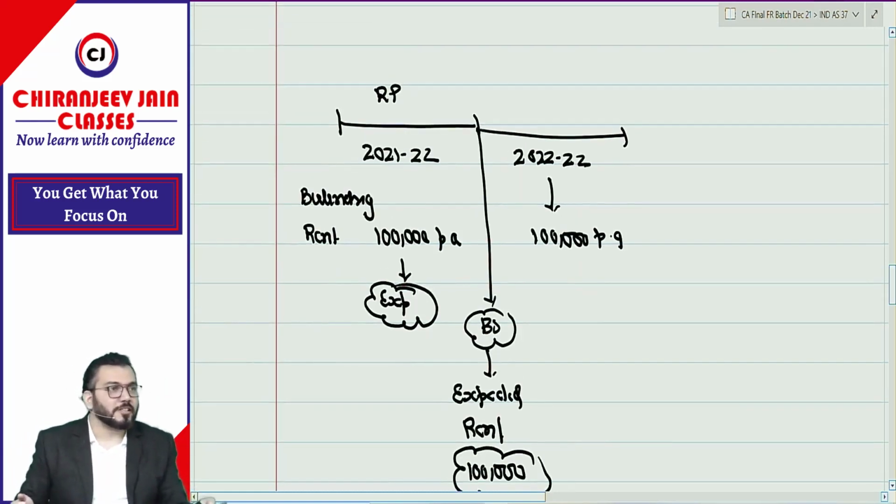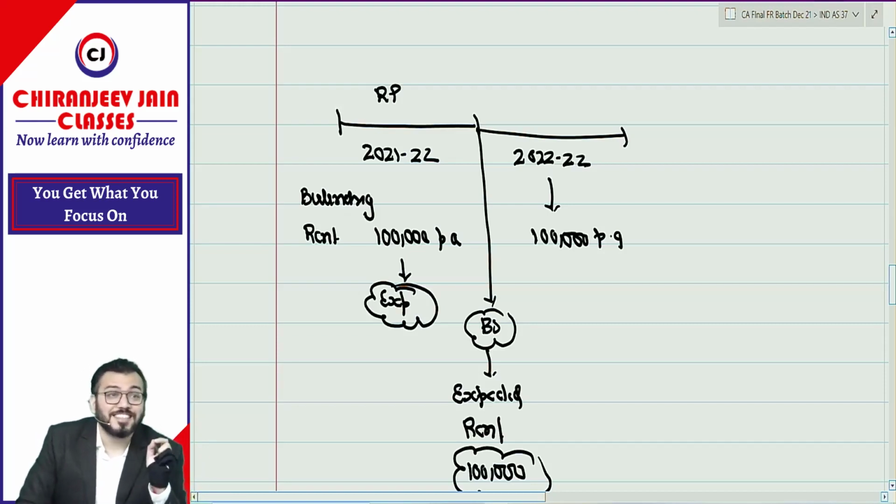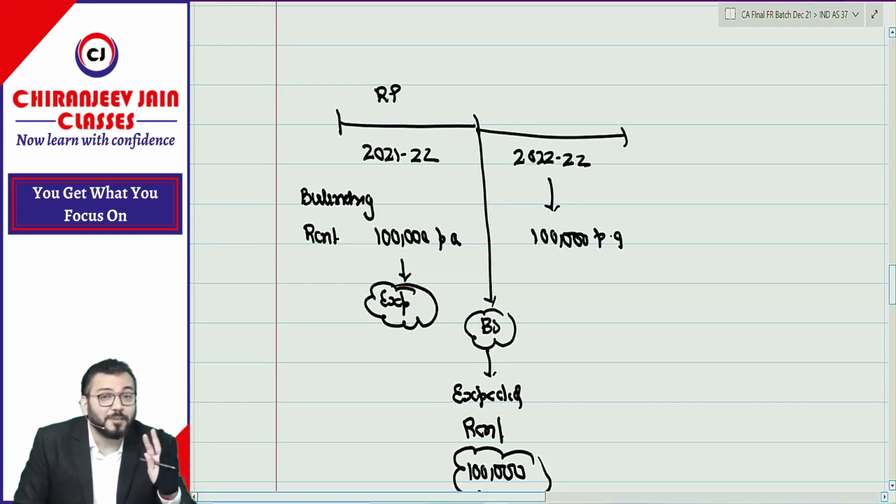Should all expected expenses be recognized? Right now you said all expected expenses should be recognized, which means your answer was not correct. That is the difference between a CA and a non-CA. Understood? Whatever you say, think and then say. Without thinking, don't say anything in my class. Understood? It means all expected expenses are not recognized.